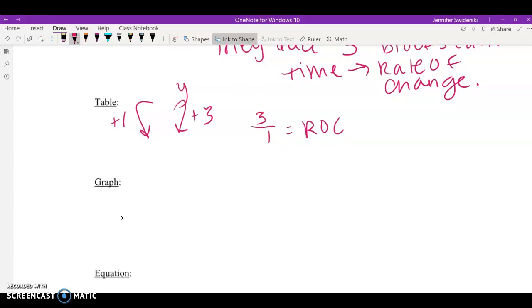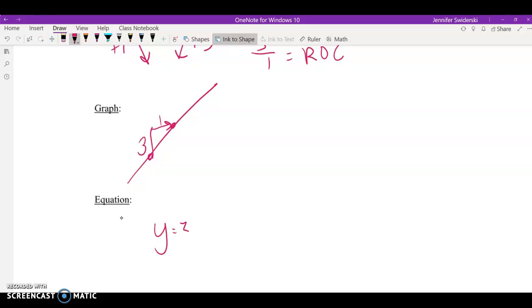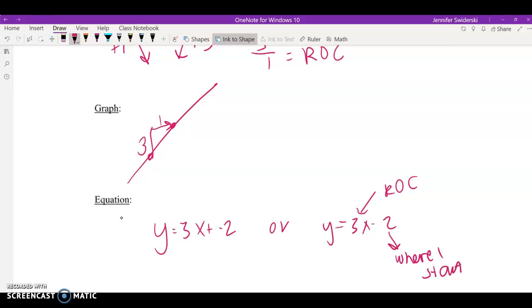The graph, right, we go up 3 to the right 1 every time. We know that it has to be proportional. And my equation is y equals 3x plus negative 2, or y equals 3x minus 2. That 3 is telling me the rate of change, and that 2 is telling me where I start on my y-axis.